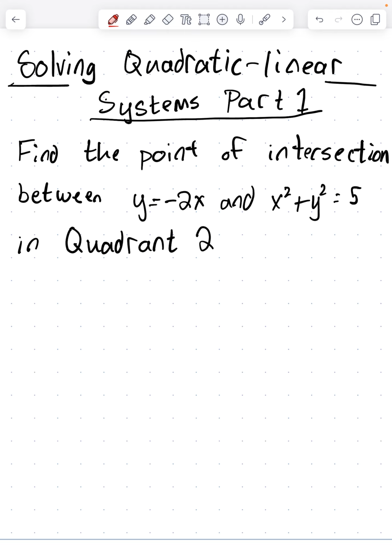It says find the point of intersection between y = -2x and x squared plus y squared equals 5 in quadrant 2. All right, so some basic things first. First we have to figure out what quadrant 2 is. If you don't remember, the xy plane is broken up into 4 different quadrants.